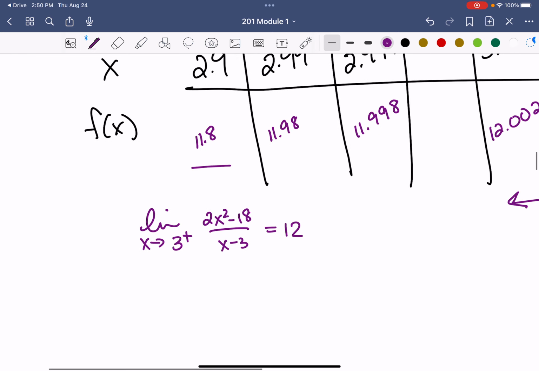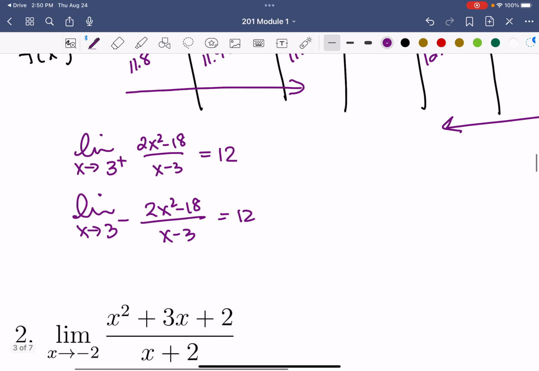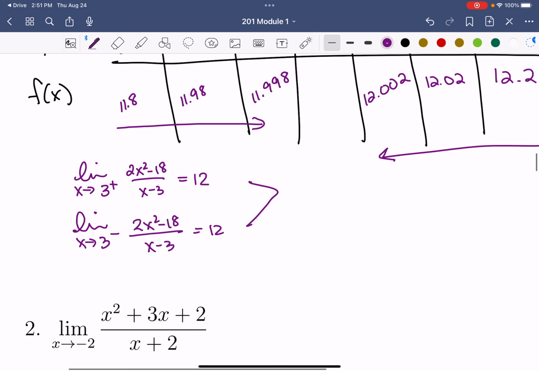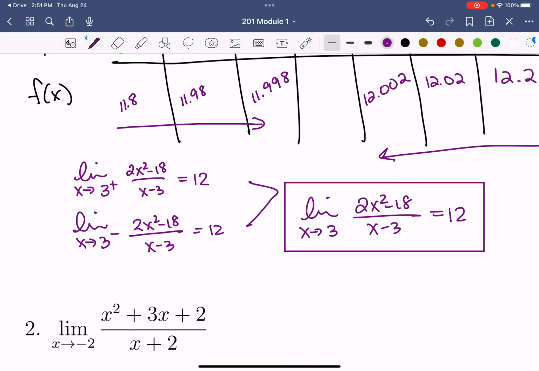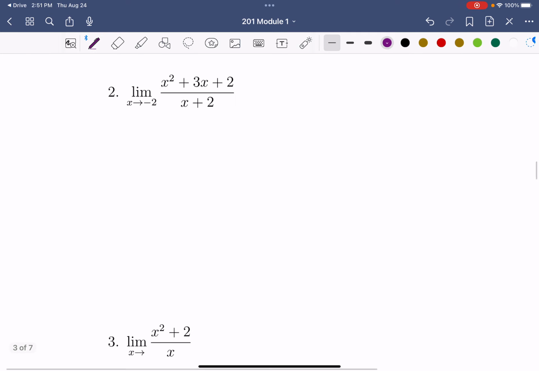And on the left-hand side over here, we're going from 11.8 to 11.998. So the limit as x goes to 3 from the left of 2x squared minus 18 over x minus 3 is also 12. Okay. And now based on this information, because those two values are the same, my one-sided limits match, that tells me that the limit as x goes to 3 from both sides, so I don't use a plus or a minus now, of 2x squared minus 18 over x minus 3 is going to be 12.